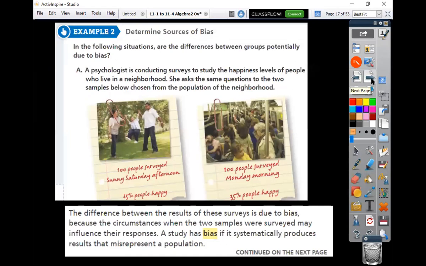So let's see, just a reminder about bias. In this example for bias, you go out and survey people. You've got 100 people out on a sunny day, and you ask them if they're happy. Or you have all these crowded people in the subway on a Monday morning, bustling and bustling. That's definitely got bias built into that study because of the environment in which you're asking the two questions.